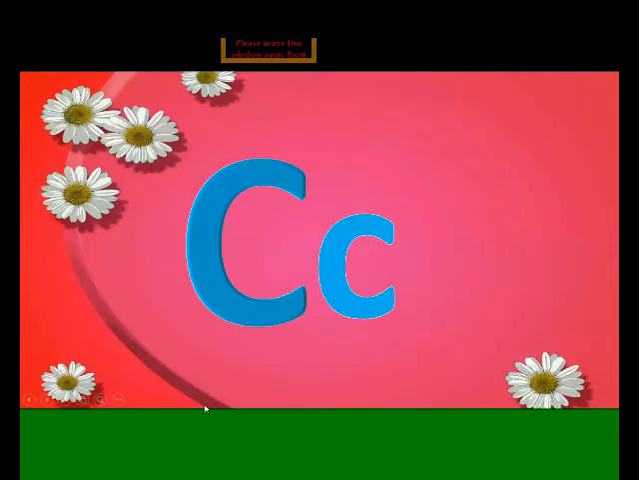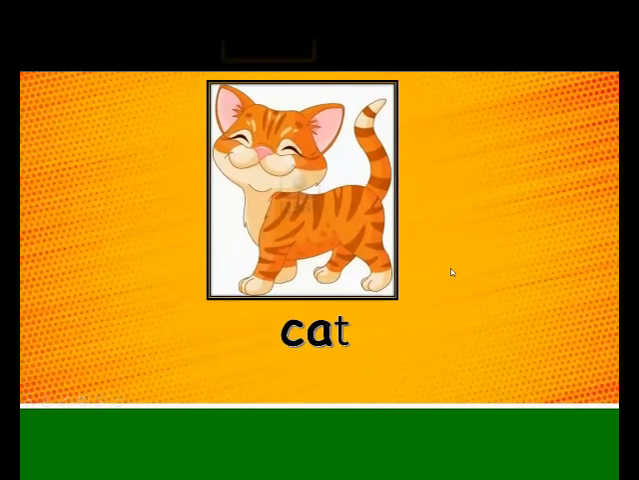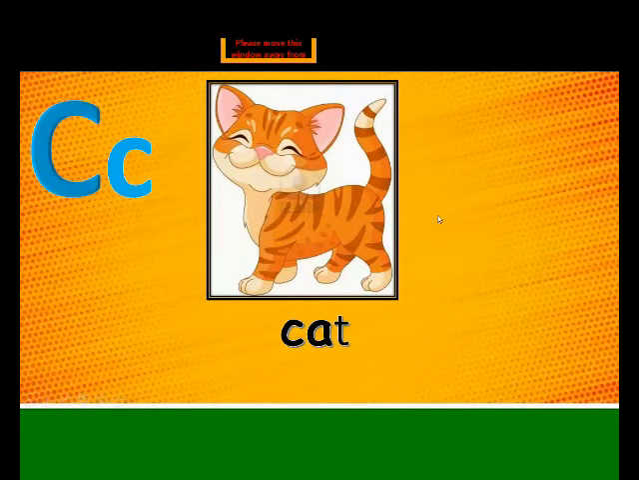Okay, now I will tell you the objects which begin with letter C. What is this? Yes, this is a cat. This is an animal. K, cat. Cats have different colors like brown, white, and black, and we can keep them with us. This is a pet animal.